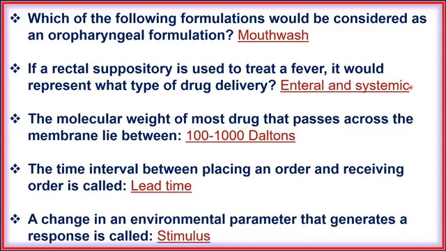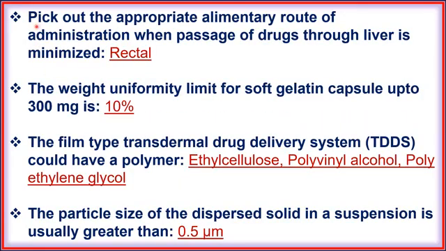and systemic. Next, the molecular weight of most of drug that passes across the membrane lie between 100 to 1000 Dalton. Next, the time interval between placing an order and receiving order is called lead time. Next, a change in an environmental parameter that generates a response is called stimulus. Next, pick out the appropriate elementary route of administration when passage of drug through liver is minimized. Rectal.